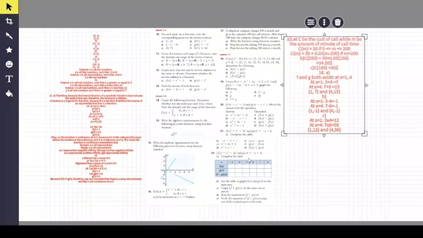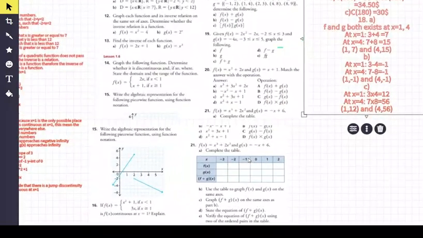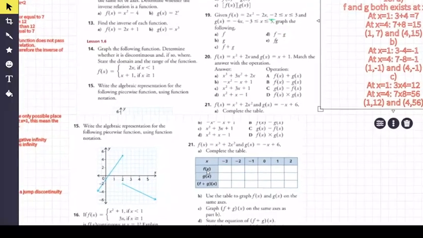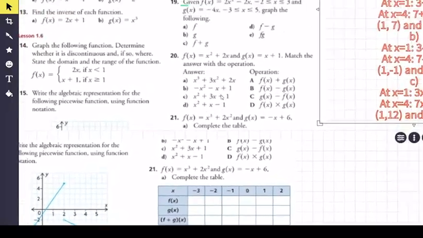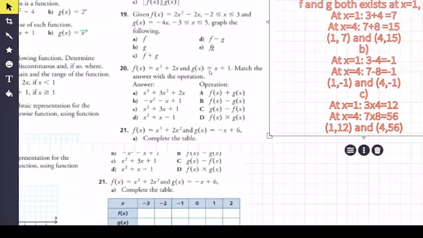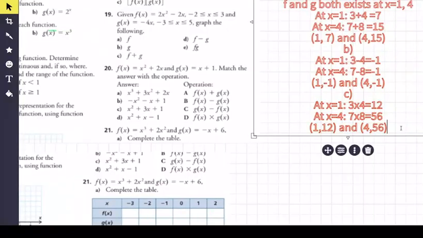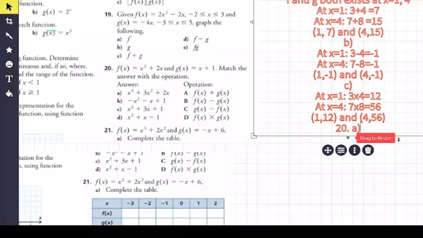Okay. Number 20 is that we're gonna match some arithmetic with some operations. Let's see what they've done here. So f of x is equal to x squared plus 2x, while g of x is just x plus 1. So let's go ahead and see what they can do. So A, how does this happen? So we have x cubed now. So x cubed, that immediately reminds us that, hey, wait a minute, it's x cubed, right? So if it's x cubed, that means they gotta be multiplied together.